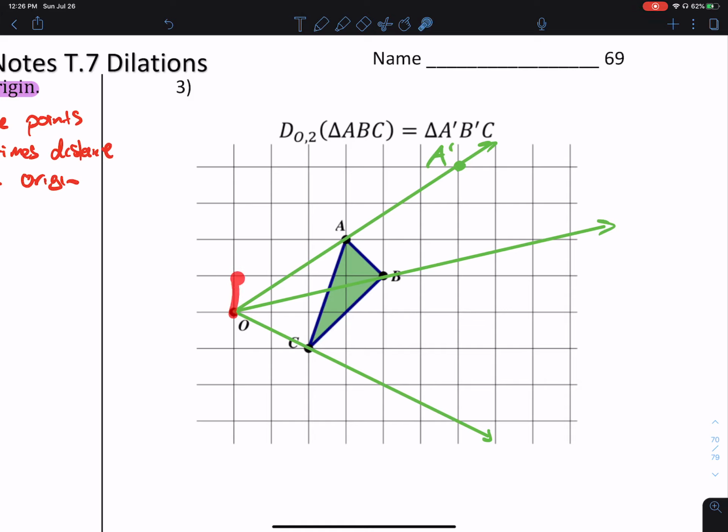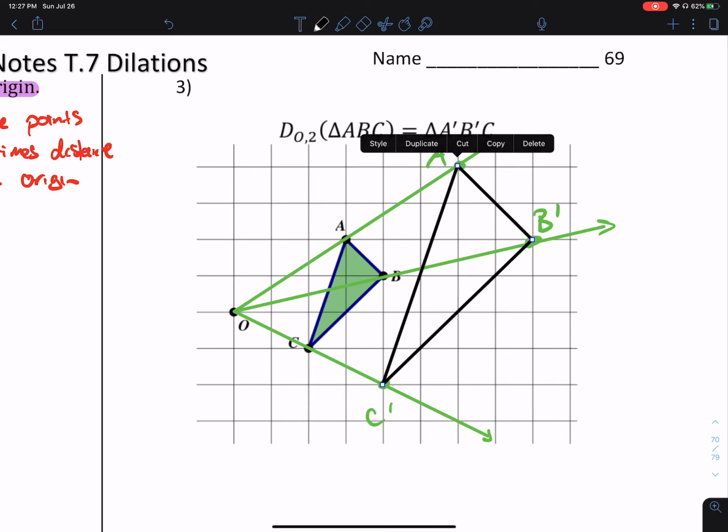B, I go up 1 to the right 4. So if I go up 2 and to the right 8, C is down 1 to the right 2, or I could go down 2 and to the right 4. That gives me this image, A'B'C'.